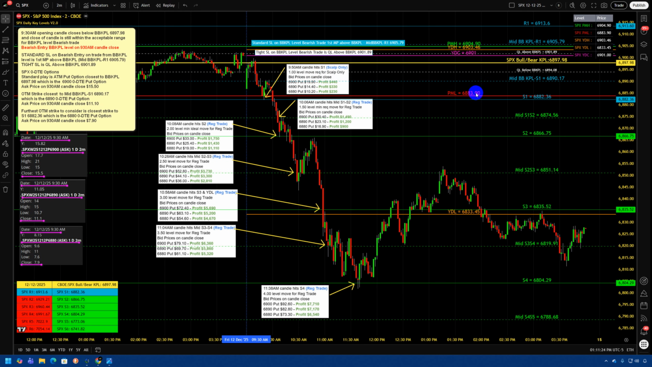If you're only looking to do a scalp, you get out when it hits the one level move in your favor. How you figure the one level move in your favor is the level you're taking the trade from, in this case the bull bear KPL level. What is the direction of the trade? It's a bearish trade, so we're looking down. One key level down is the S1 level. So it hits the S1 level here. As you can see, it's slightly backed off of it on the close.